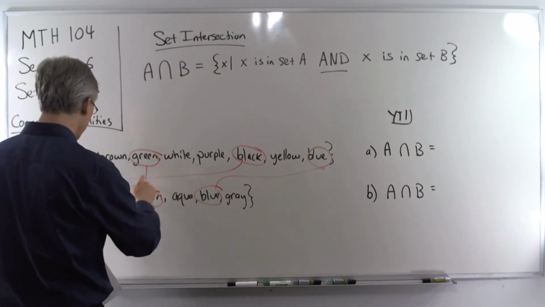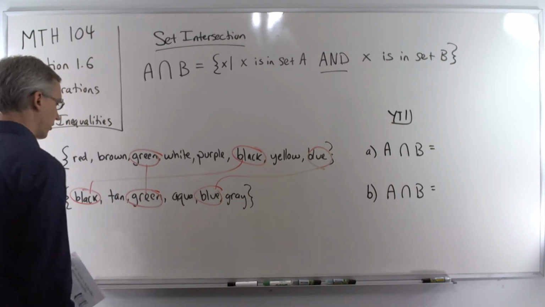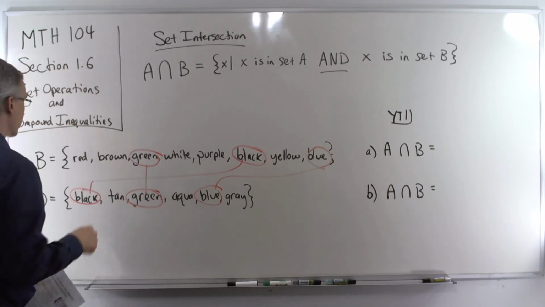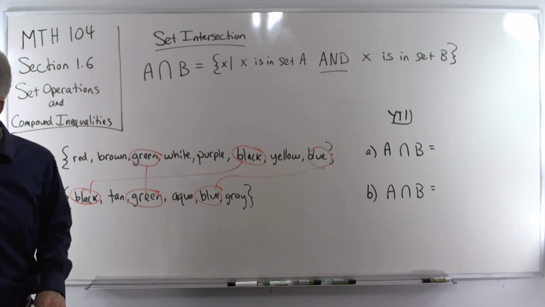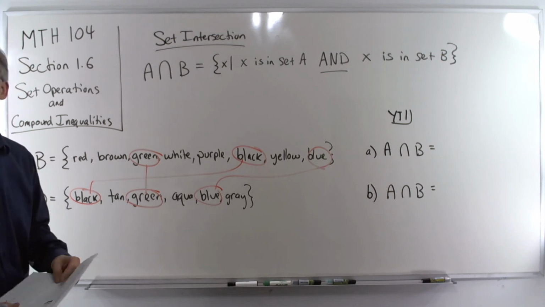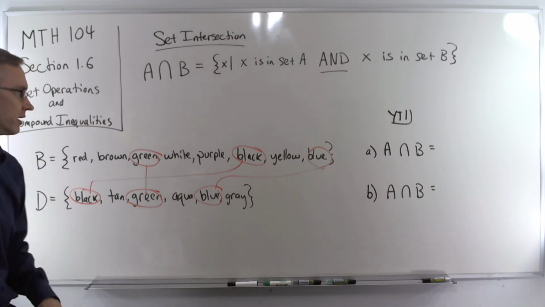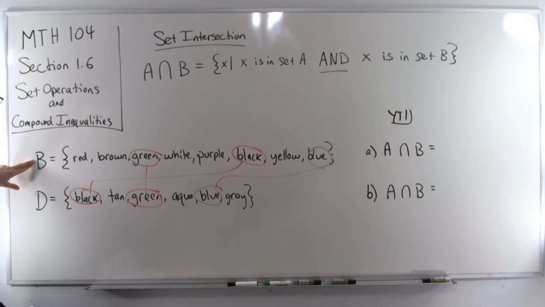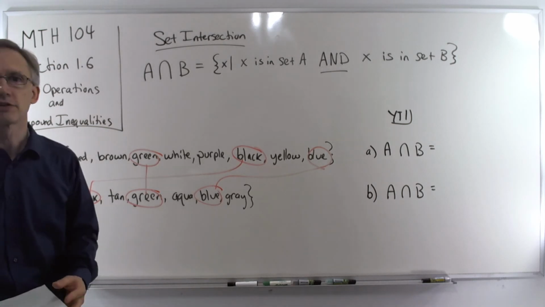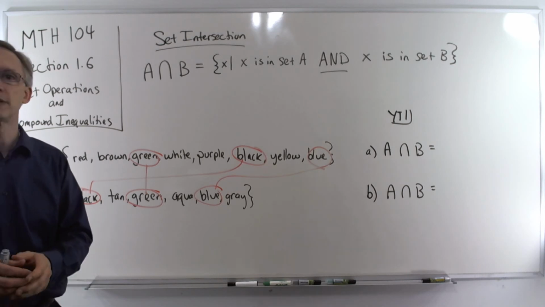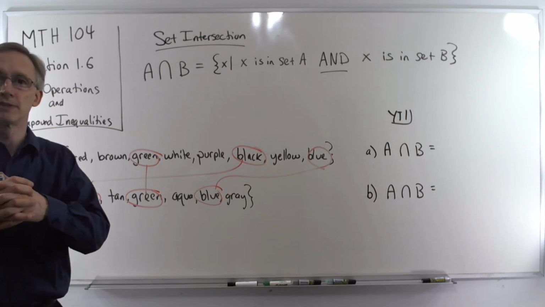White is in this set, but it's not in the drawer. Tan is in the drawer, but it's not in the basket. So those are the three matching sets of socks. Well, guess what? You just found the intersection between two sets. The first set is all the socks in her basket. The second set is all the socks in the drawer. And the intersection is what we get when we take those two sets and combine them in specific ways.